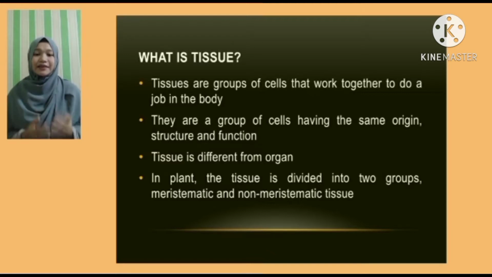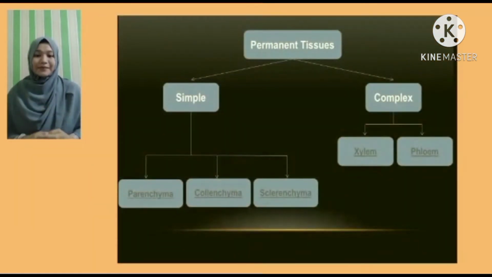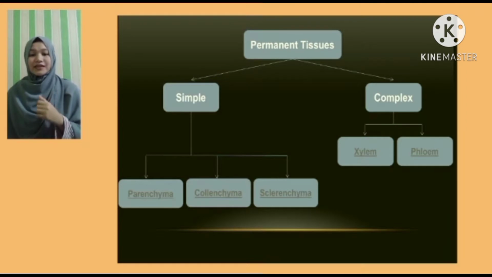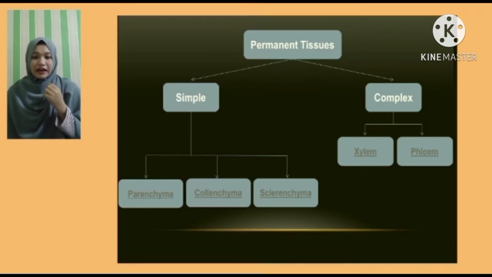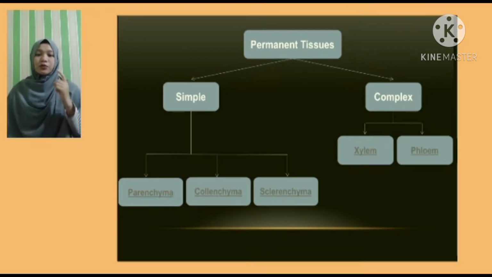Non-meristematic tissues are tissues whose cells do not divide anymore. Permanent tissue is divided into two, simple and complex. Simple consists of one cell type: parenchyma, collenchyma, and sclerenchyma. Complex has more than one cell type, namely xylem and phloem. We will discuss simple tissue.